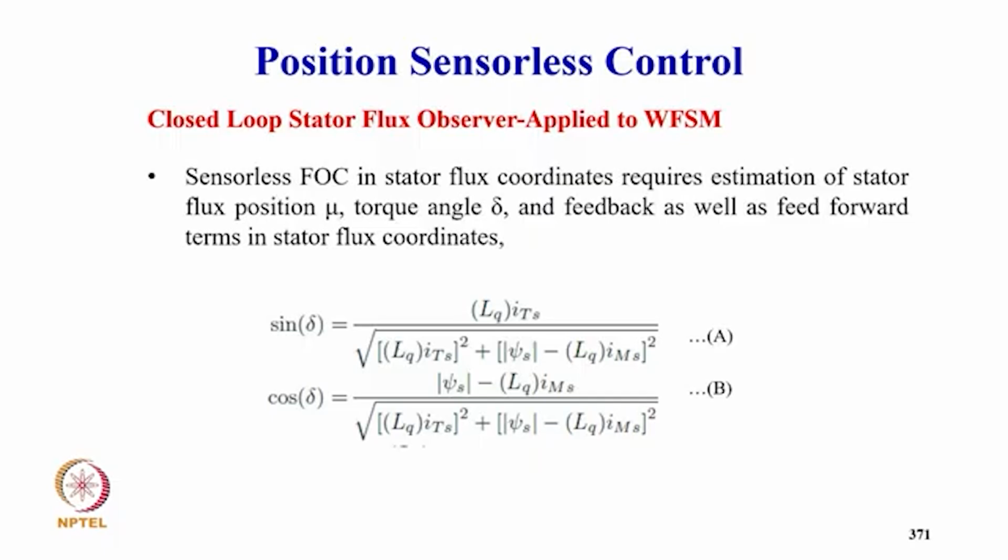So sensorless field control in the stator coordinate requires the estimation of flux position mu, torque angle delta, and feedback as well as feed forward terms in the stator coordinate. Sin delta equals LQ Its divided by the square root of (LQ Its) squared plus (absolute phi s minus LQ Ims) squared, and cos delta equals absolute phi s minus LQ Ims divided by the square root of (LQ Its) squared plus (phi s minus LQ Ims) squared.